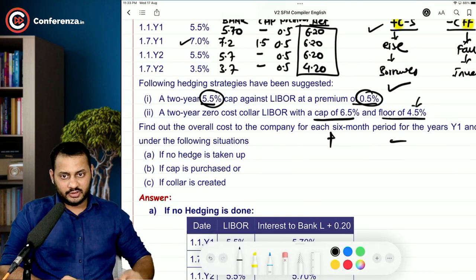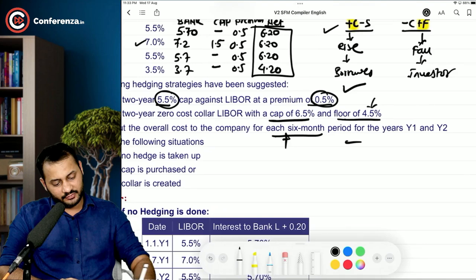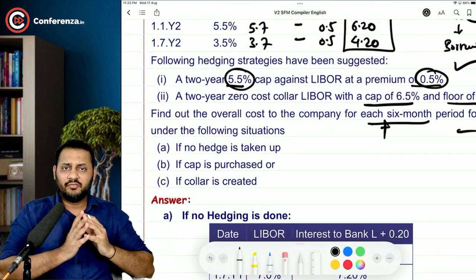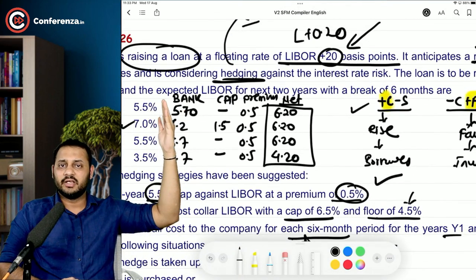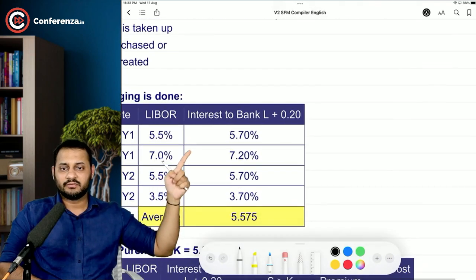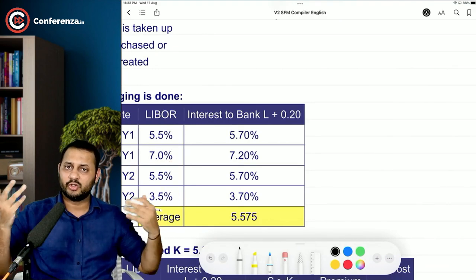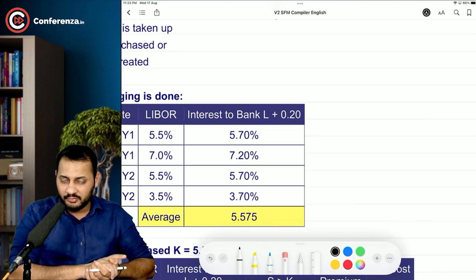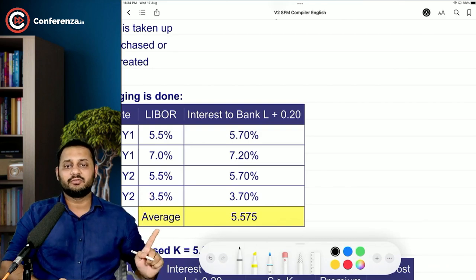Let me just complete the question now. Find out the overall cost to the company for each 6 months period for the year 1 and 2 in the following situation. If no hedging is taken up, then this is your final outflow: 5.7, 7.2, 5.7, 3.7, plus 20 basis points. Pay the interest to the bank, and the story is over because you have not taken any kind of cap, floor, or collar. You don't have to make the premium payment and there are no payoffs. This is simple enough, and the average of this is given here.